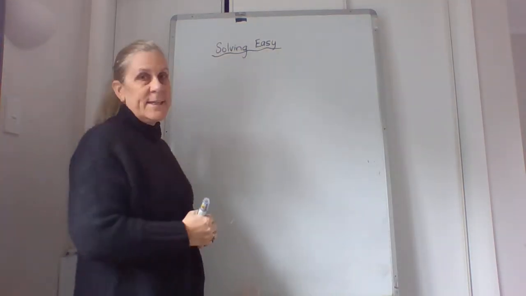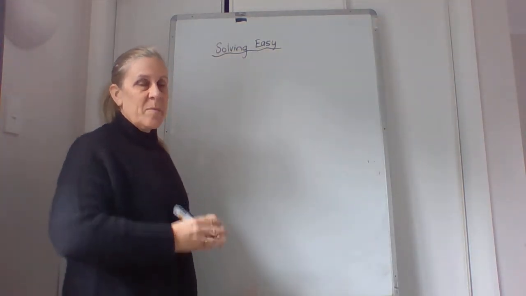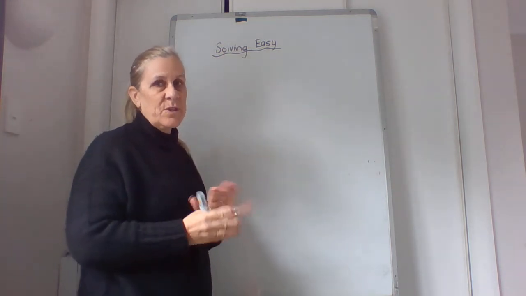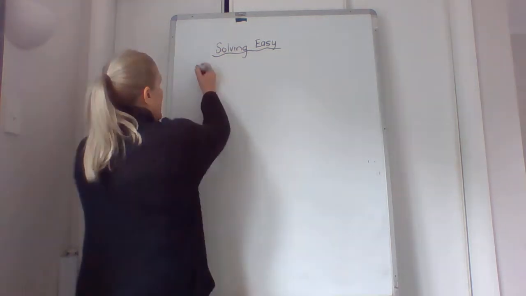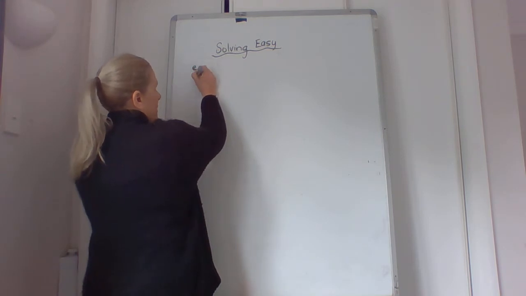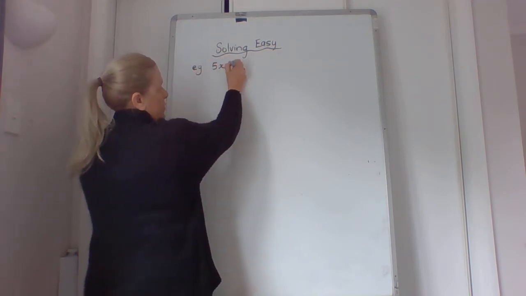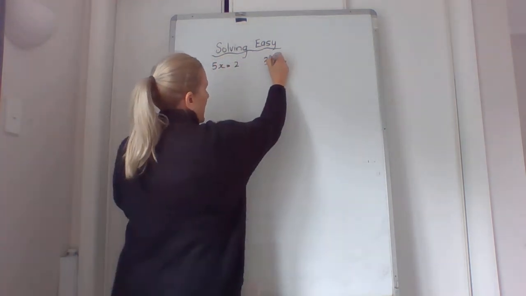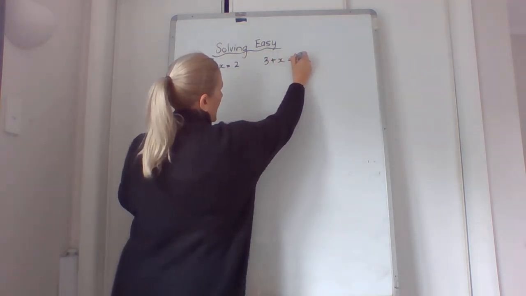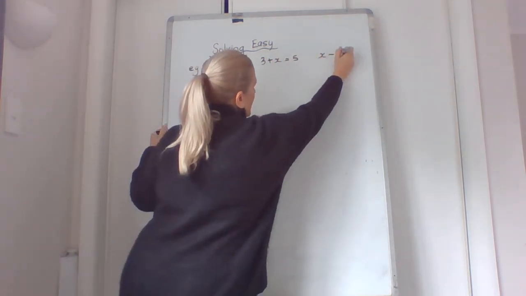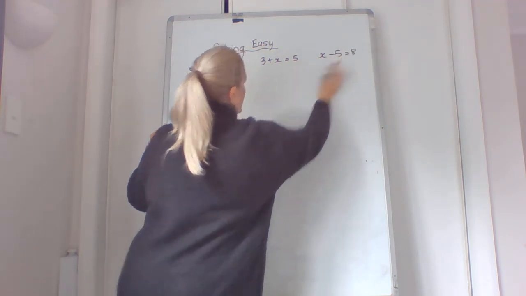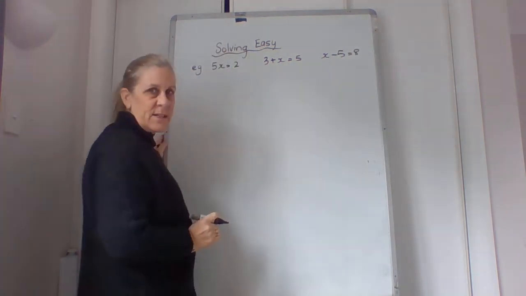Right, looking at easy solving. Now, we've done this for a long time, but this is just to go over those basics of what solving's all about. So, our easy solving looks something like this. 5x equals 2, 3 plus x equals 5, x minus 5 equals 8. So, it only has one operation in it.